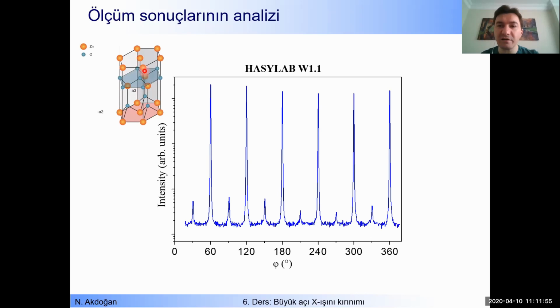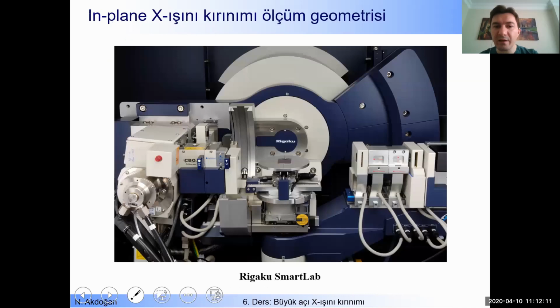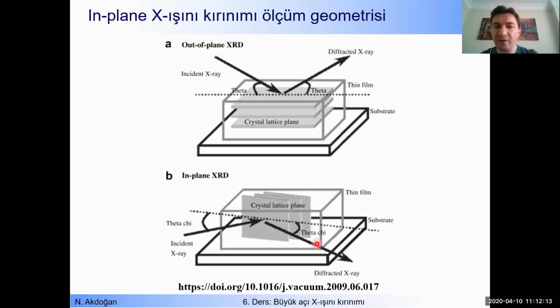Look at the hexagonal crystal structure. We have one plane here, second one, third one, fourth one, fifth one, sixth one. We have 6 surfaces on the sides of the hexagonal structure. If you rotate it around itself by using the in-plane X-ray diffraction method, you will just rotate the material around itself.